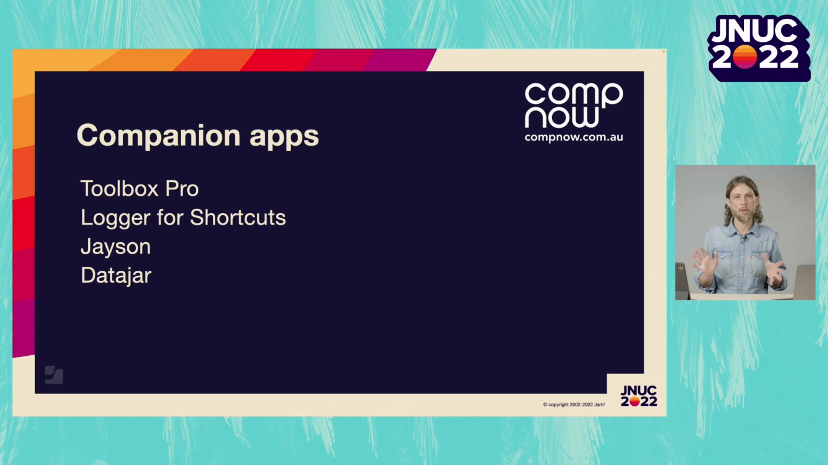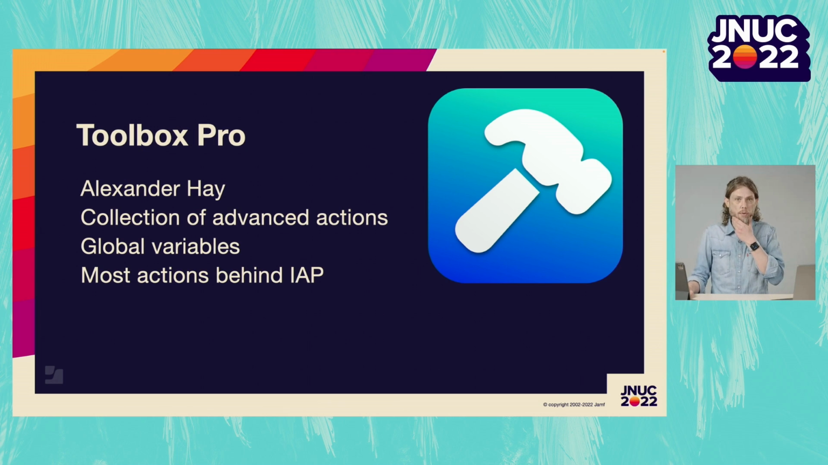So I've got these 4 companion apps. They are incredible time savers if you're doing a lot of this sort of stuff. So to quickly jump in, Toolbox Pro, made by a lovely guy called Alex Hay. He's very active on the Shortcuts and Toolbox Pro subreddits. Great guy. It's a collection of advanced actions. So it is an app that basically exists to provide functionality and abilities into shortcuts. And some really cool ones, particularly for a more adminish type of use. But the key one for our purposes is global variables.